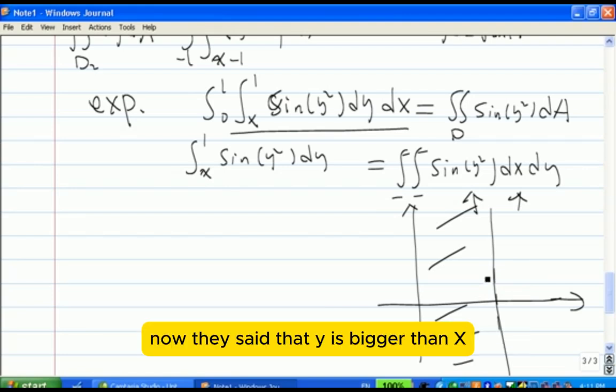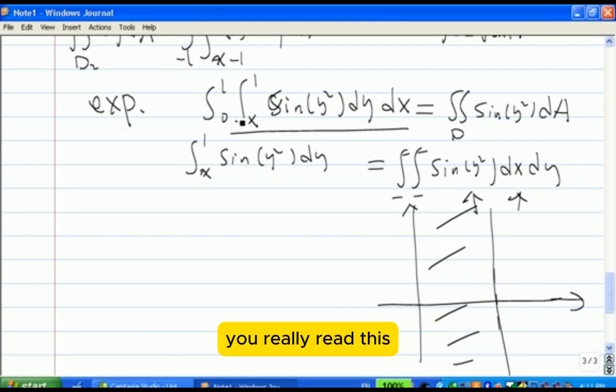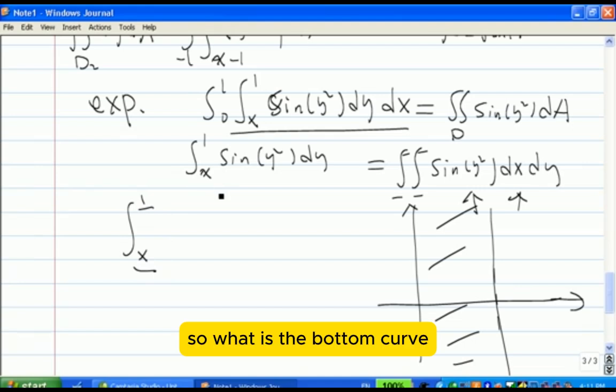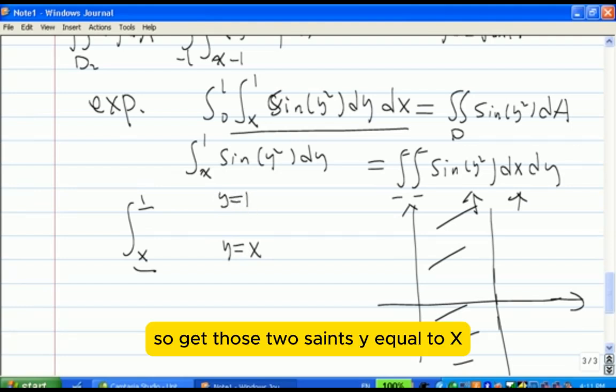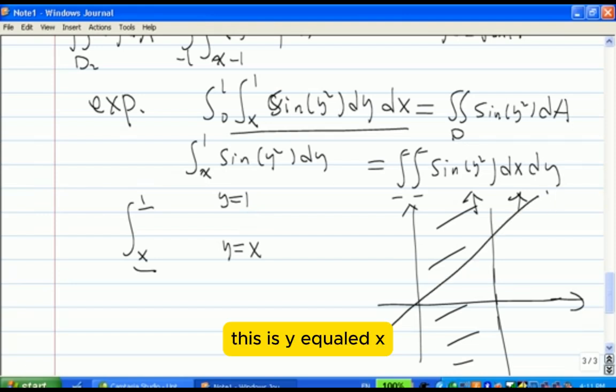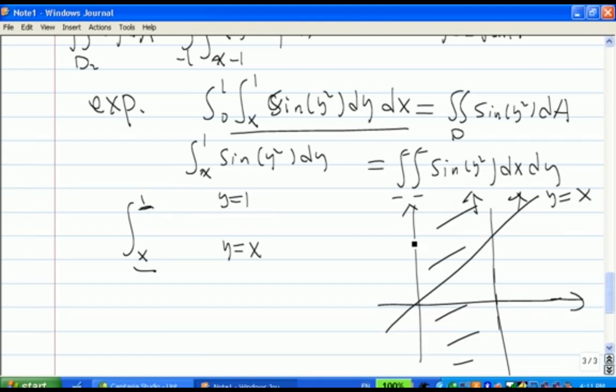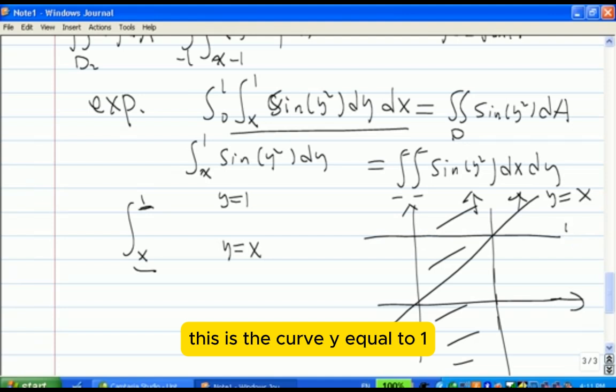Now they said that y is bigger than x. Remember, here x to 1, those are the bottom curve and top curve. So what is the bottom curve? y equal to x is your bottom curve. The top curve is y equal to 1. So we get those two things. y equal to x. And the top curve, you see 1. This is not a number. This is a function, y equal to 1.